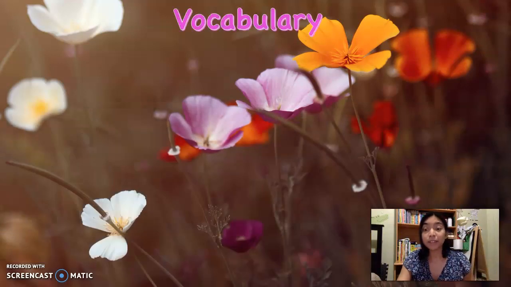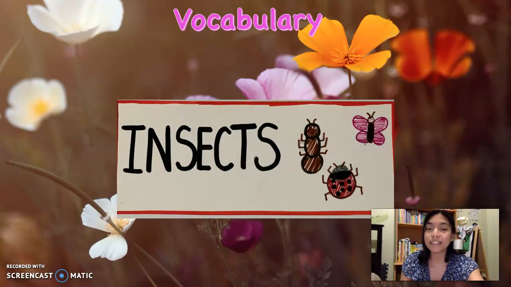So our vocabulary is going to be insects. And as you can see, Miss Sandra tried to draw a little ant, ladybug, and a butterfly. So these are some insects, right? There are different types of insects. But first we're going to take a look at our vocabulary, which is insects, and we're going to spell insects. Ready? So it's I-N-S-E-C-T-S. Insects. So I is for insects.